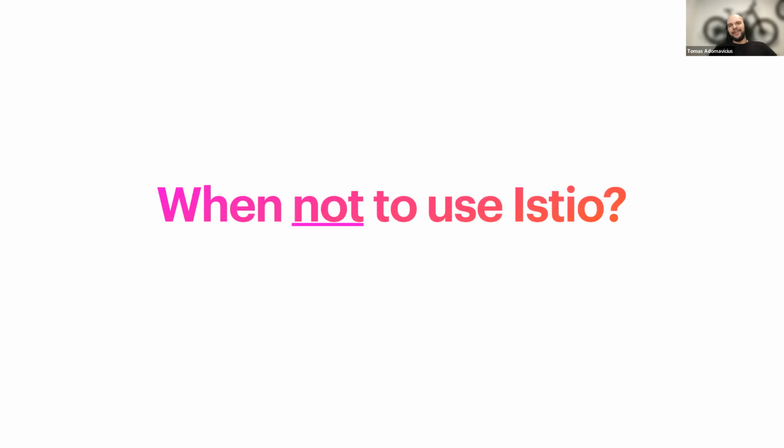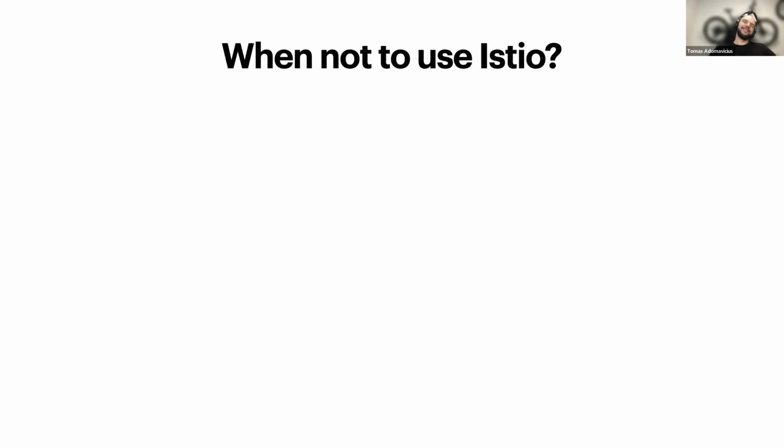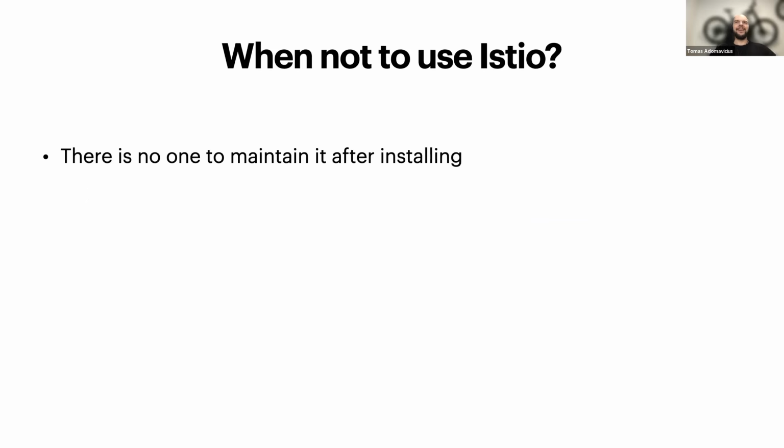Right, when not to use Istio. This will basically be an inversion of what I just said in the section before. There's no one to maintain it after installing it. So if someone installs it and leaves the company, and no one takes their place, then that's a death sentence for your product after the next major version change for both Kubernetes and Istio. So if there's no one, I would say don't even start with Istio, especially in production, because it will break.